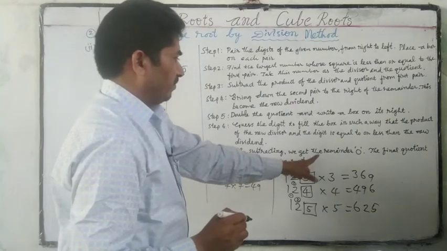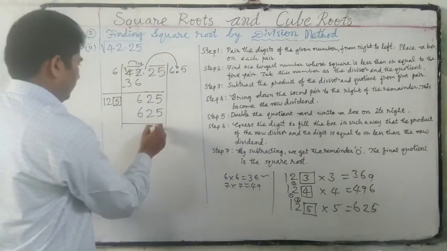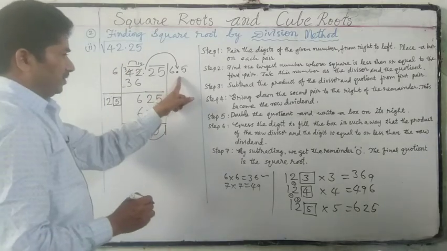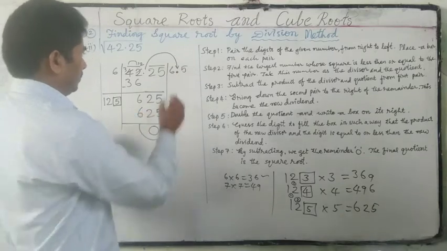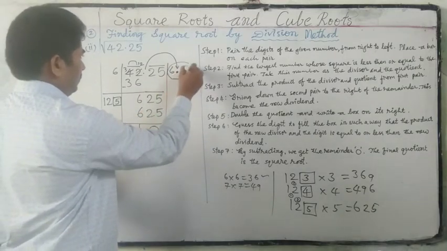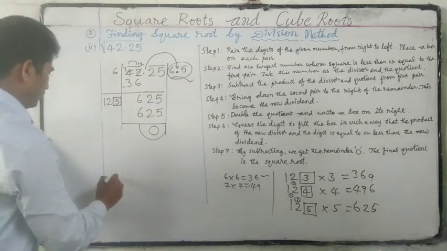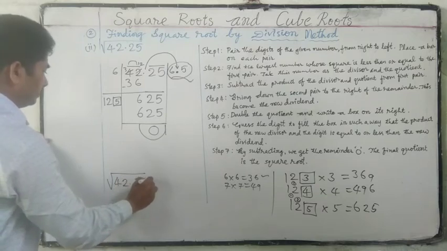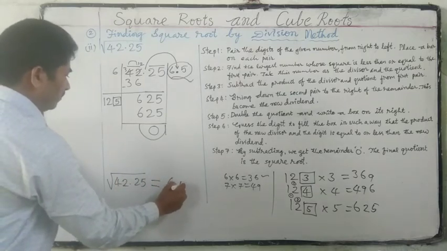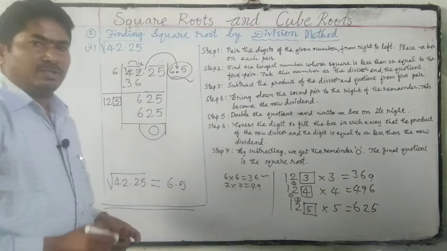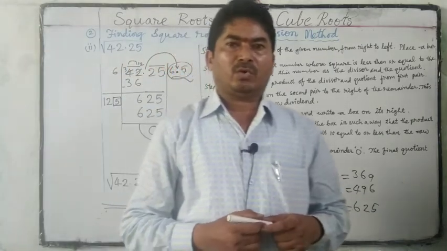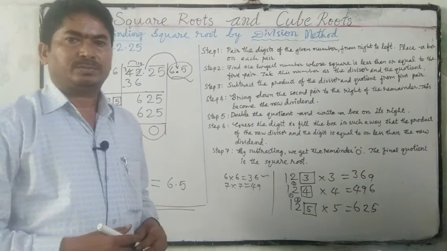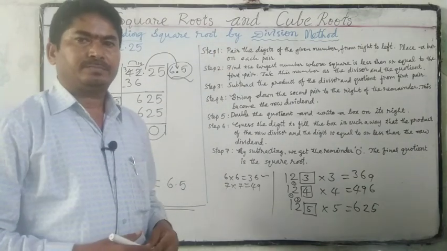By subtracting we get the remainder 0. The final quotient is the square root. So the square root of 42.25 is equal to 6.5. This is the method of finding the square root of big numbers or decimal numbers by the division method.